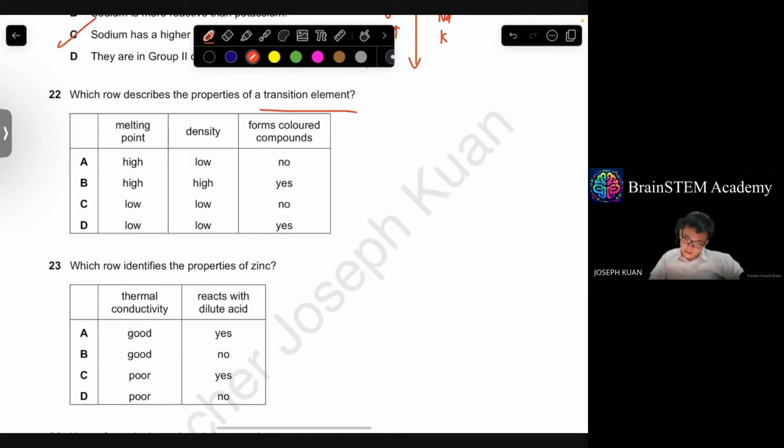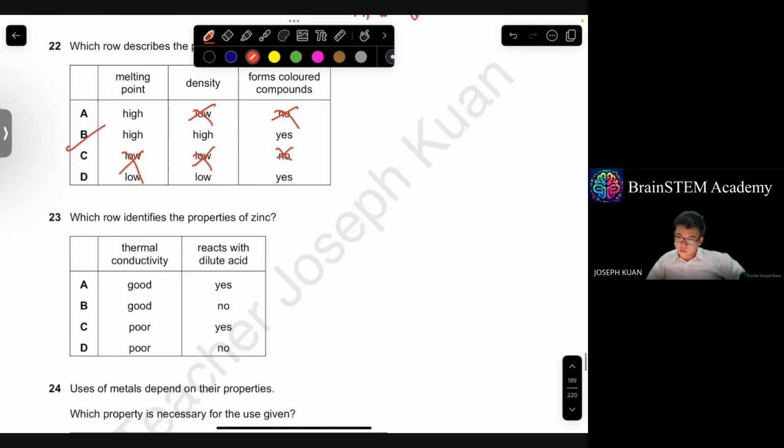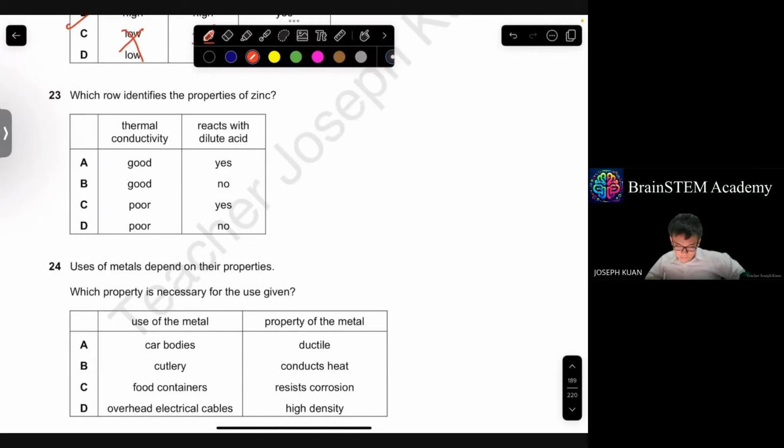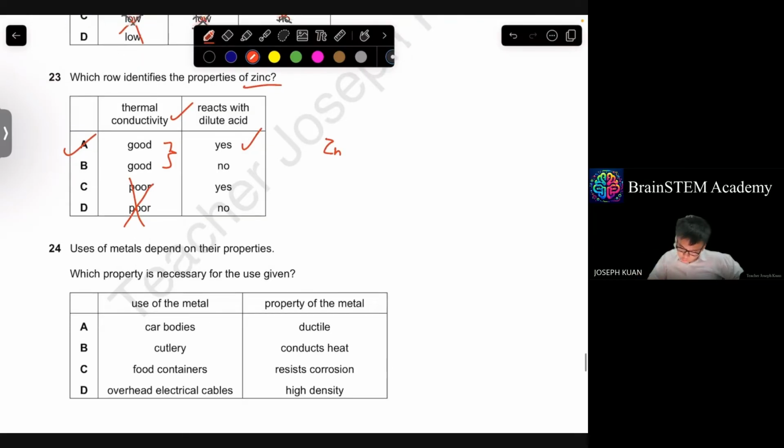It can form colored compounds, it has high density, it has high melting point. 1 and 3. Which row identifies the properties of zinc? So zinc is a metal. It conducts electricity and thermal energy well, and it does react with acid because it has a greater reactivity than hydrogen in an acid, in which it can displace it.